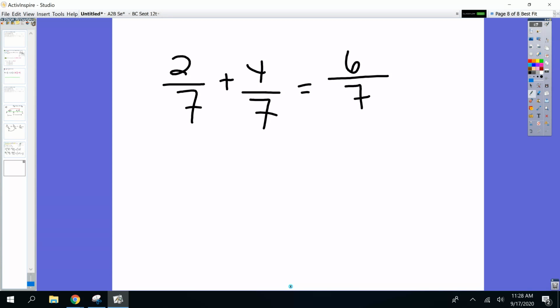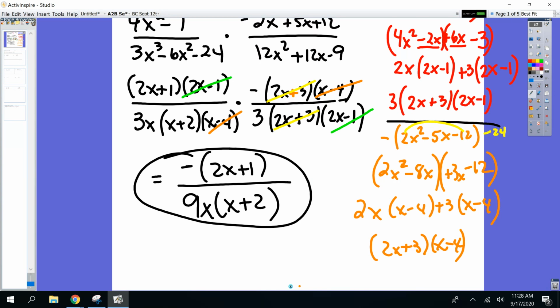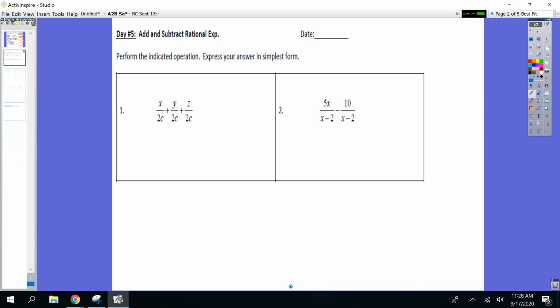Okay, the only difference I'm going to do today, I'm going to put a variable with them now. Okay? Same thing still applies. Same denominators, you keep them. Add or subtract the top. Okay? So let's see what you got in you. So we're going to go to addition and subtraction over today and tomorrow. Okay, today and tomorrow. All right, number one, not bad at all. I kind of hold your hand into this thing.